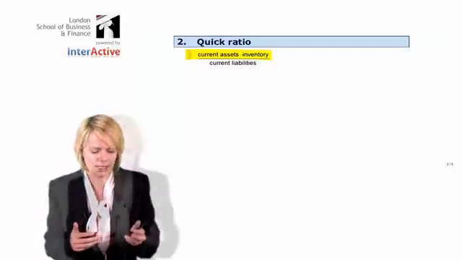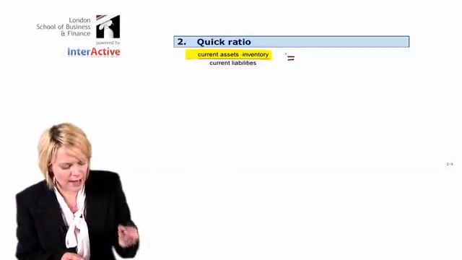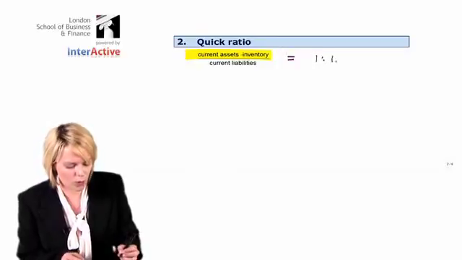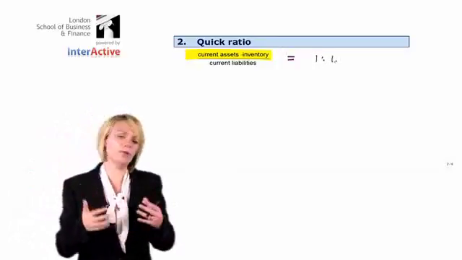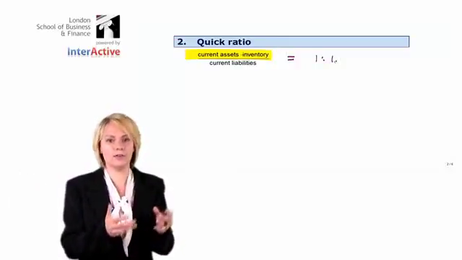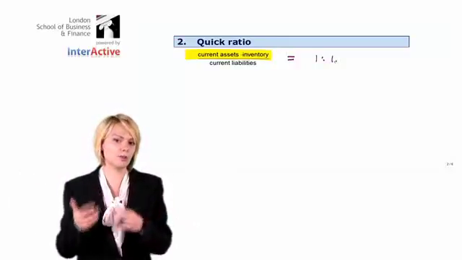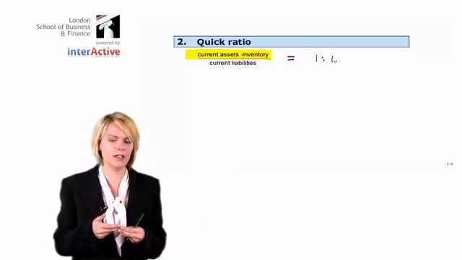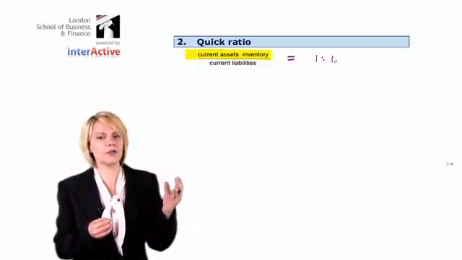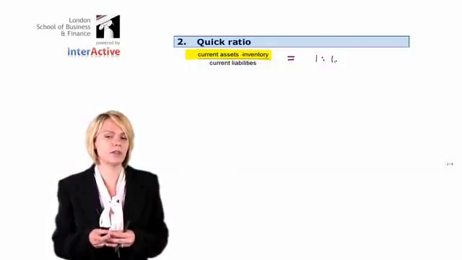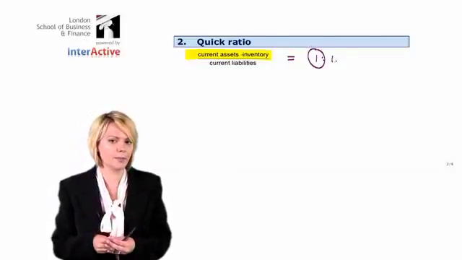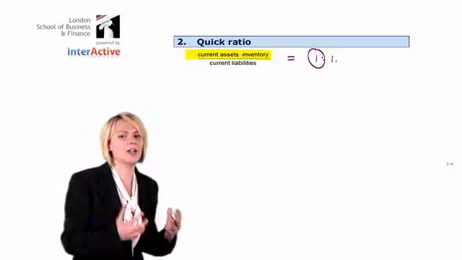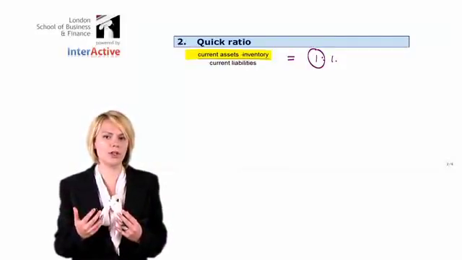Now, ideally, we're looking at anywhere from 1 to 1 or higher, okay? So do we have an equal amount of receivables and cash to meet our current liabilities? Anything in excess of 1 is expected. Anything less than 1 to 1 is worrying, okay? You have less cash to pay off your payables.